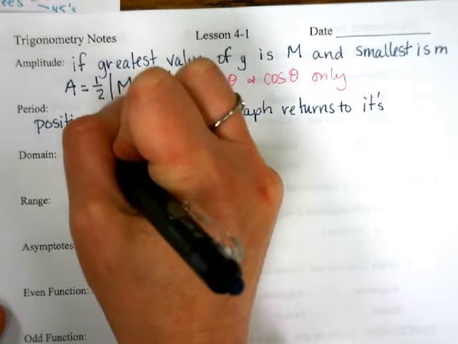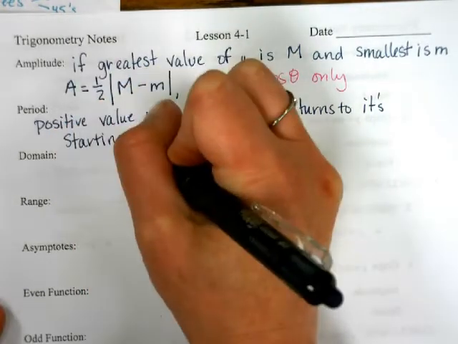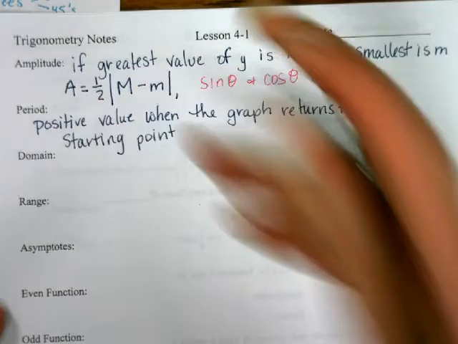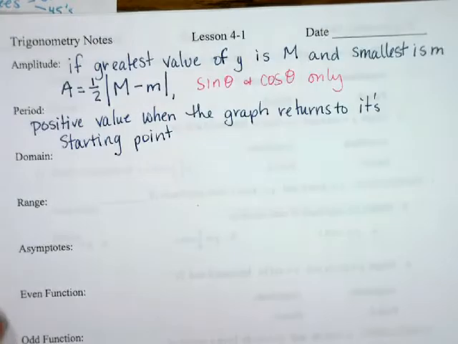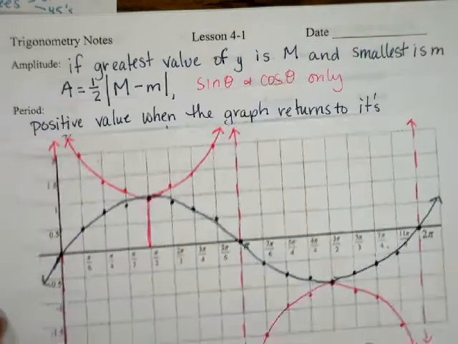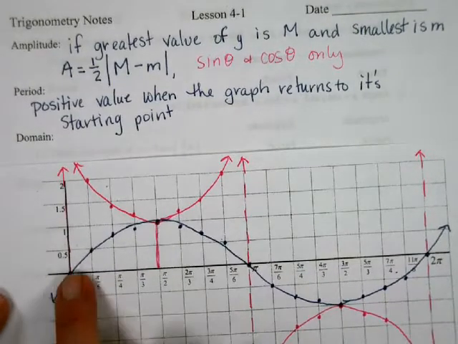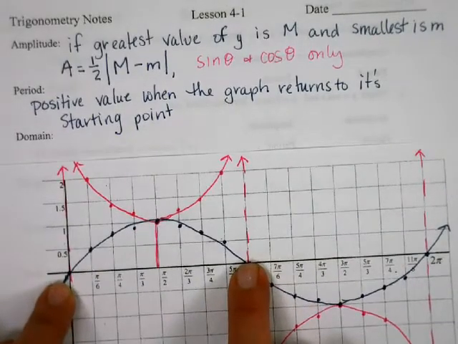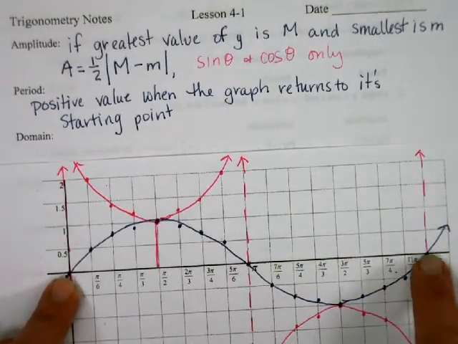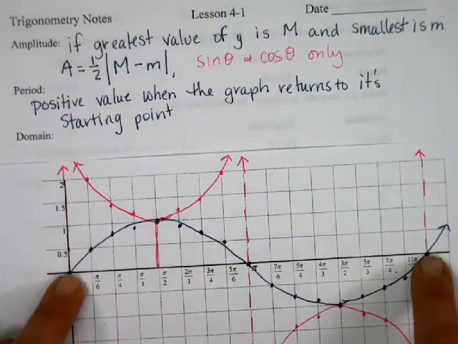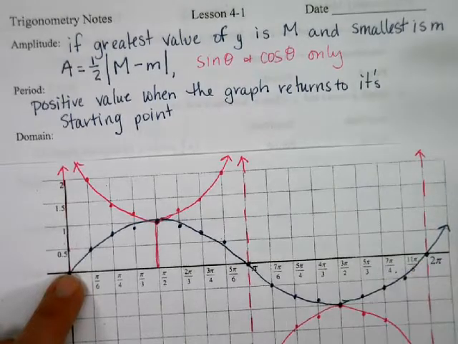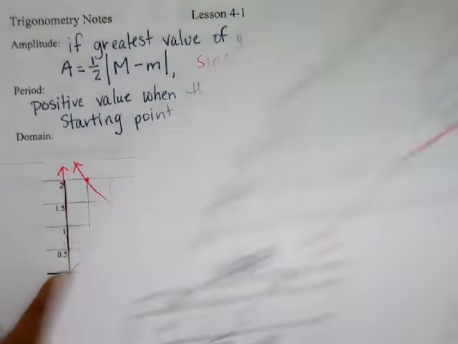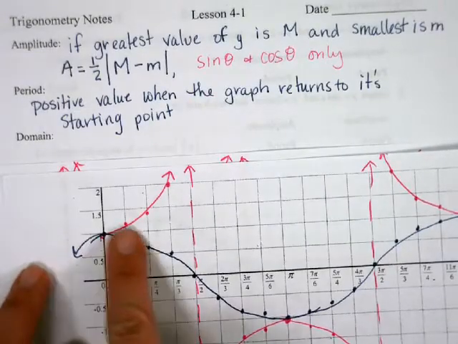Okay, so let's look at sine. Okay, so my graph starts here. It goes here, but it's not actually starting over until it gets back here to 2 pi. So the period for this guy would be 2 pi, right? When does cosine get back to its starting spot? Same thing, 2 pi.